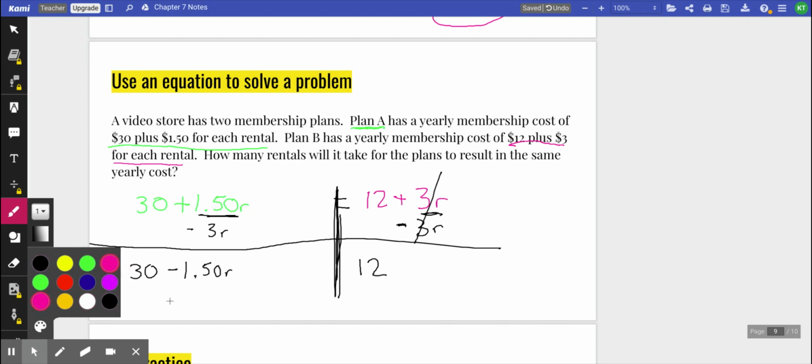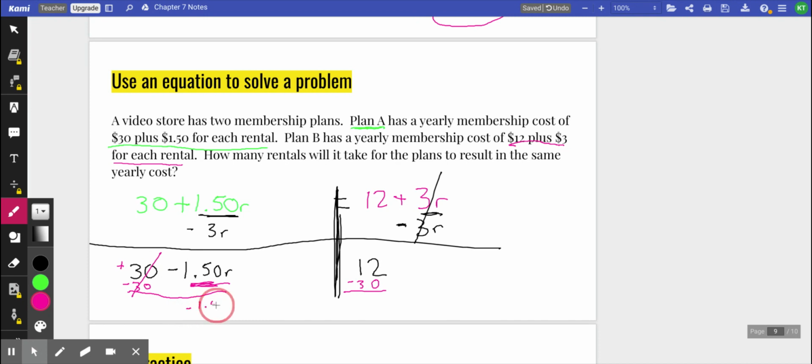So my variable term is here, right? This is a positive 30. So I'm going to subtract that from both sides. And we would get, cancel, negative 1.50r, right? I bring that sign with it. Here we would have negative 18. Now this is negative 1.50 times r, so I'm going to divide both sides by negative 1.50.